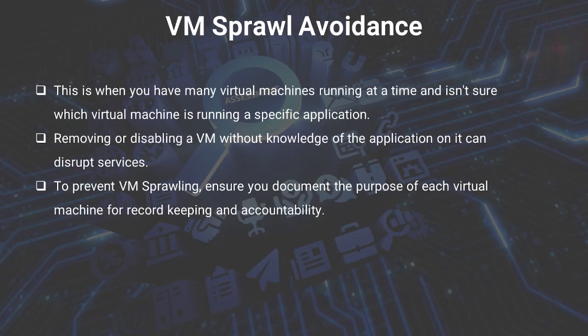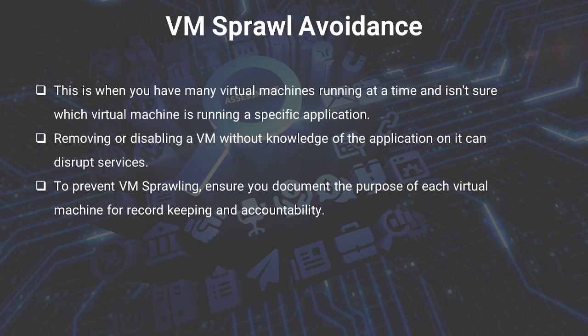When working in the virtualization environment, you'll come across a term known as VM sprawl. So what exactly is VM sprawl? To put it simply, this is when you have many virtual machines running at the same time, but aren't sure which virtual machine is running a specific application. This means that if you remove or disable a virtual machine without knowledge of the application, it can simply disrupt the services.